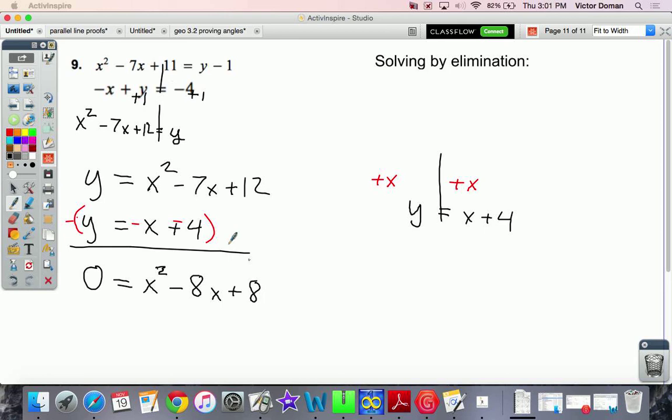Now we have a quadratic equation. Once you have a quadratic equation, just go ahead and solve it, using the quadratic formula, using completing the square, whichever method you choose to use. Once you get your two solutions, you plug back in and you'll find your answers.